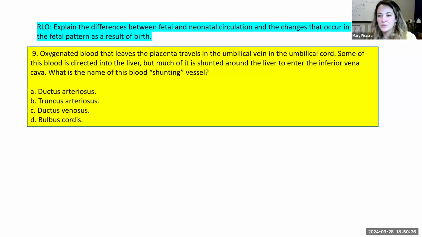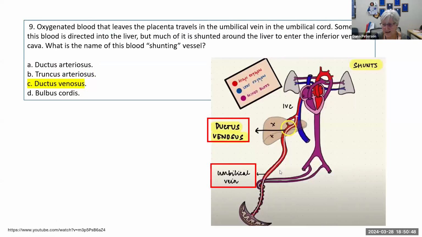I'll go ahead and close the poll in 3, 2, 1. All right, it was close, but the majority of you did select the correct answer, which was answer choice C.